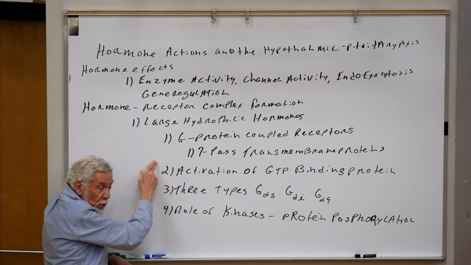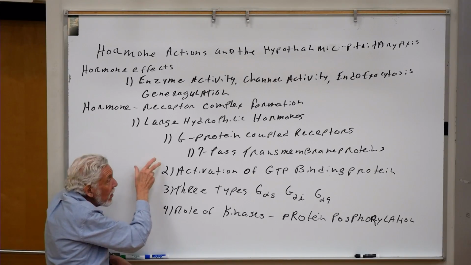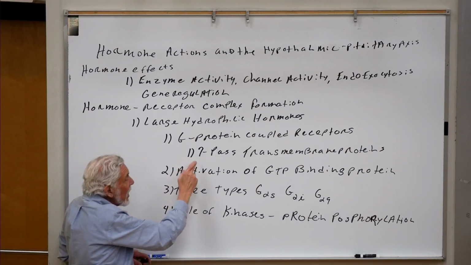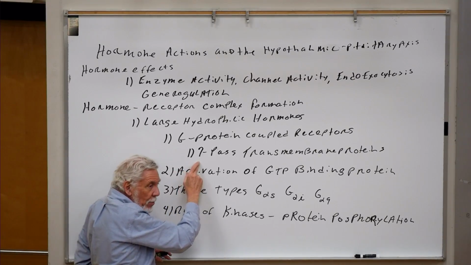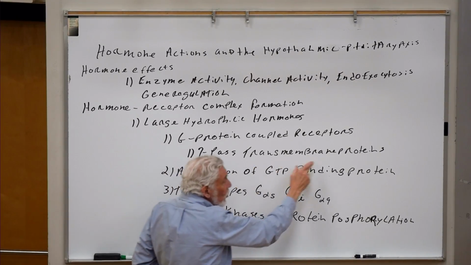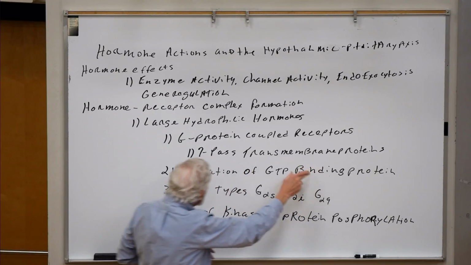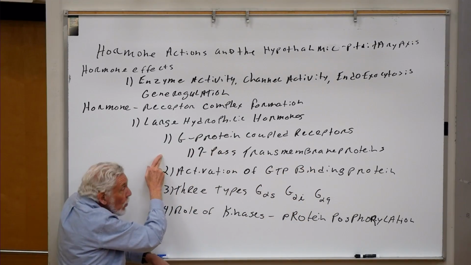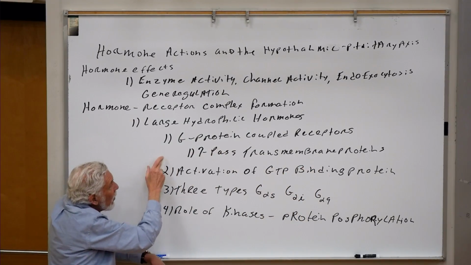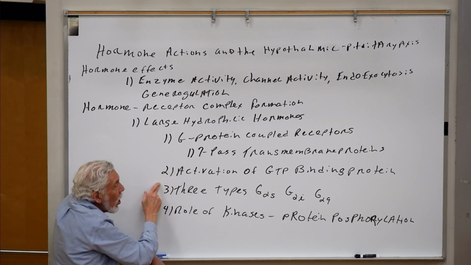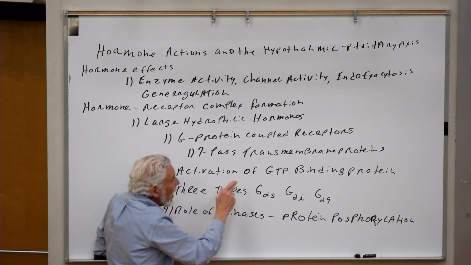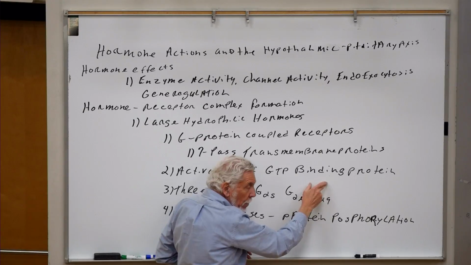All of these proteins have a common configuration, and that common configuration is that they traverse the membrane 7 times. They're said to be 7-pass transmembrane proteins. What else they also have in common is that all of these G protein coupled receptors are activated by something known as a GTP binding protein.